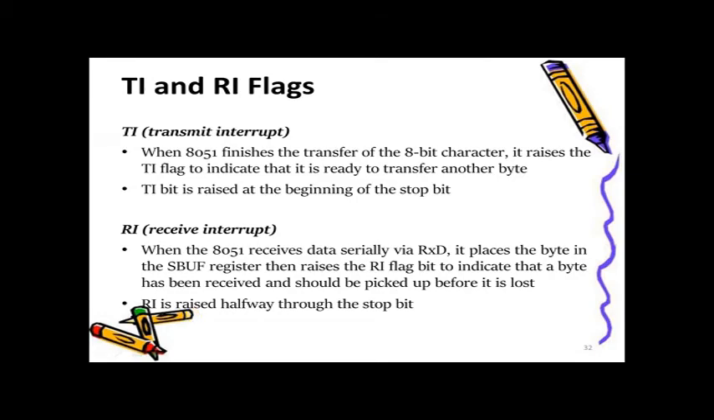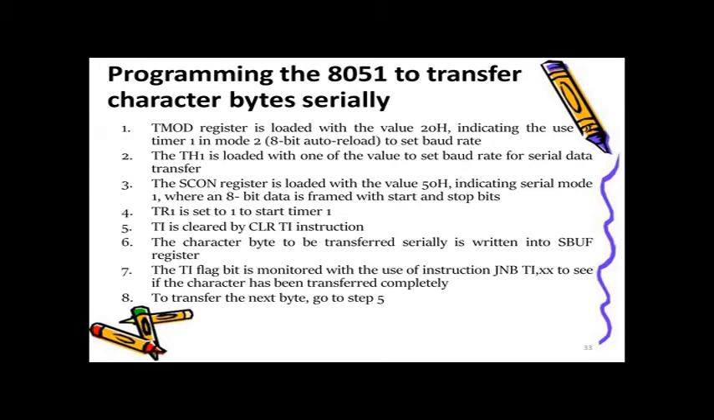Next, programming the 8051 to transfer a character byte serially. How are we going to program the 8051 to do this? These are the steps. First, the TMOD register is loaded with the value 20H, indicating the use of timer 1 in mode 2, 8-bit auto reload, to set the baud rate. That is why we load 20H: it indicates timer 1 in mode 2, 8-bit auto reload.